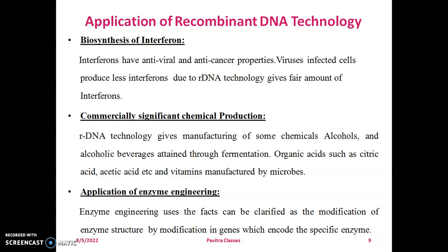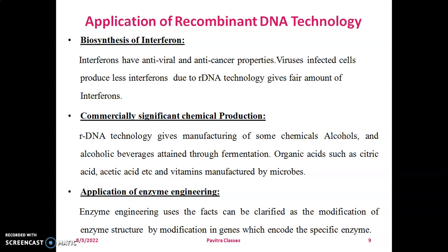The next application is commercially significant chemical production. Recombinant DNA technology helps in the manufacturing of chemicals, especially alcohols, alcoholic beverages, and some organic acids such as citric acid and acetic acid. Vitamins can also be manufactured by microbes with the recombinant DNA technology.